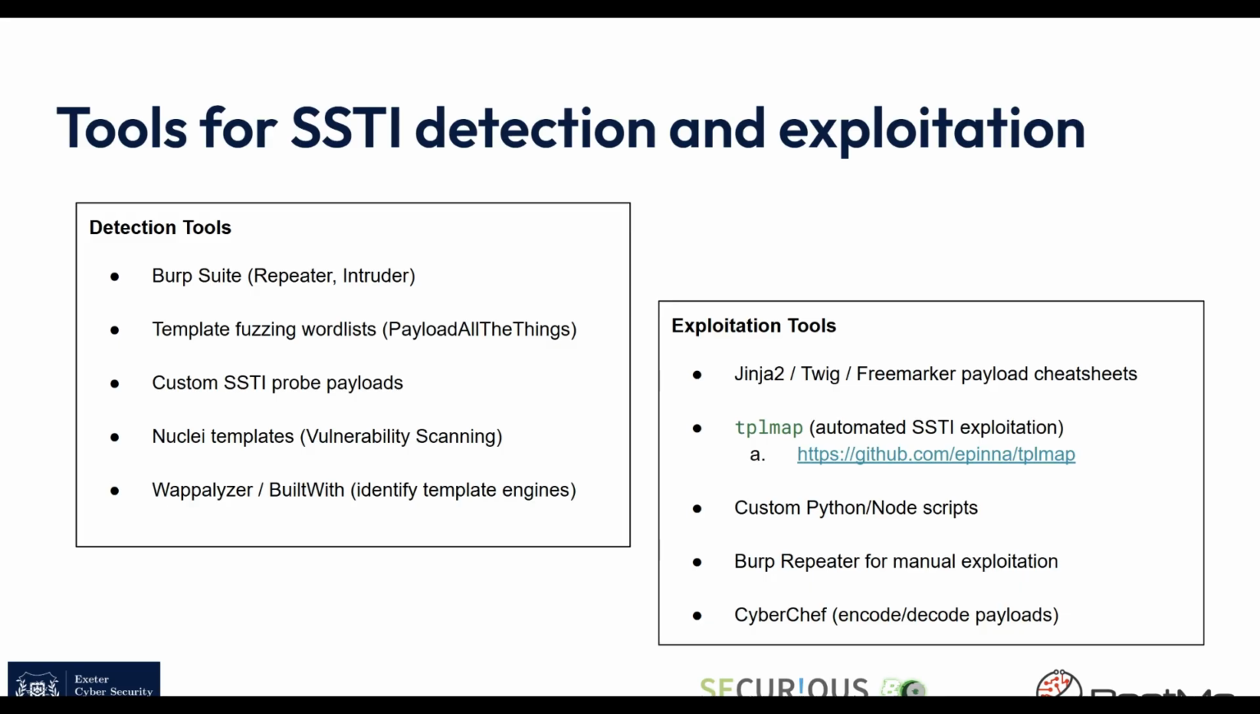Of course, you have custom server-side scripting payloads. A Nuclei template, I suggest you go take a look at Nuclei, it's a good vulnerability scanner. Wappalyzer, very good, I might have it installed here to tell you what technologies a website is running and things like that. And tools to exploit: there are payload cheat sheets for every templating engine that you can find online. And the GOAT, tplmap, one of the only automated server-side template injection exploitation tools. The most famous one by far.